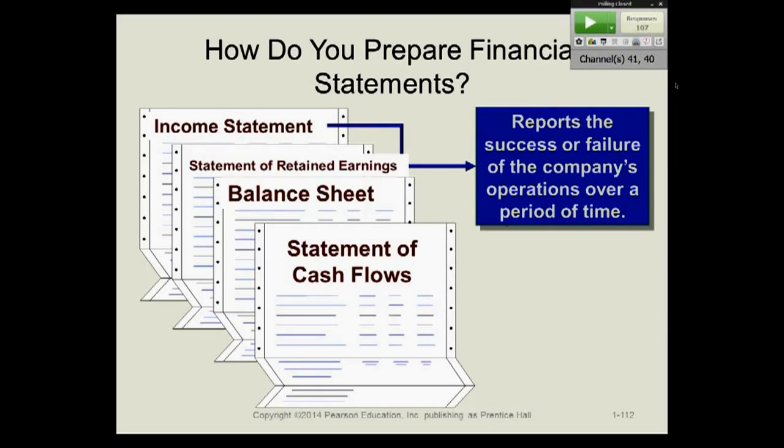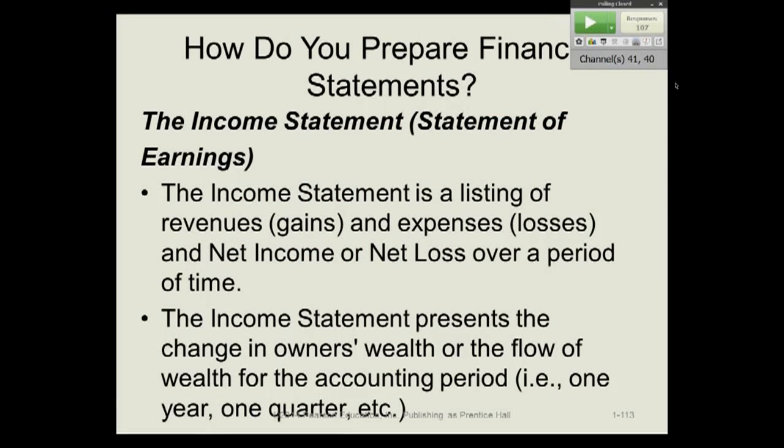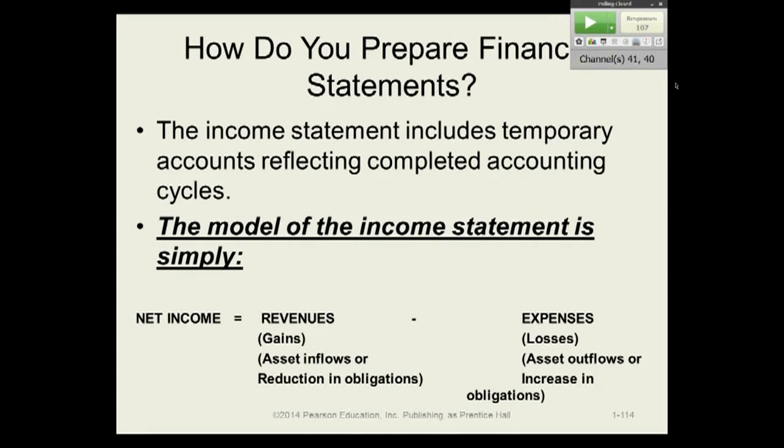In this case, it is pretty simple. We already know the net income of the company. What was the net income of Smart Touch Learning? It was revenues of 85. It was expenses of 32. So we know that the income statement will just list the revenues and expenses, the net income or net loss over the period of time. And again, it's the change in your wealth for 1 month, 1 quarter. You measure income for each period, if it's 1 month or 1 quarter. Now, the model of the income statement, again, revenues or gains, asset inflows or reductions of liabilities, minus expenses or losses.